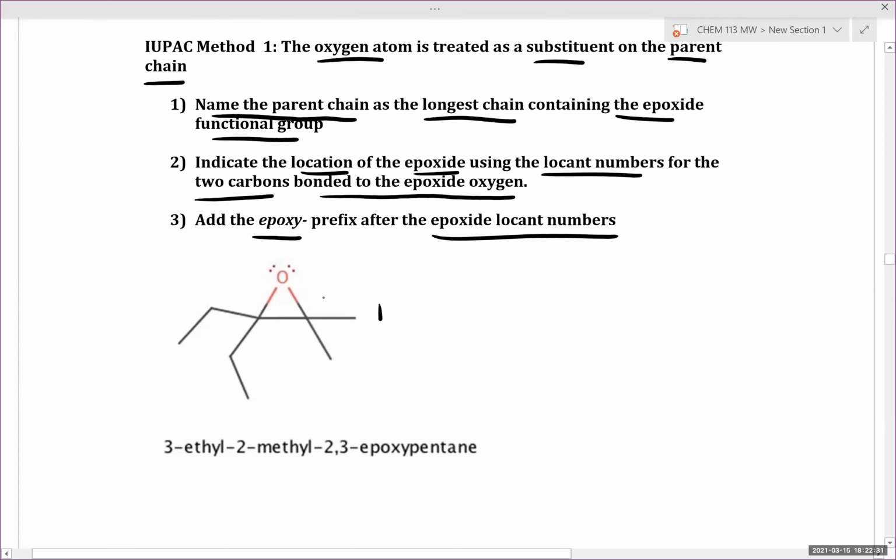So in this case, for example, we'd number the epoxide as a substituent. We'd try to give the epoxide the lowest possible locant numbers. So in this case, we'd call this 3-ethyl-2-methyl-2,3-epoxypentane. Notice how both of the locant numbers for the epoxide are noted clearly. Does that make sense to everyone?